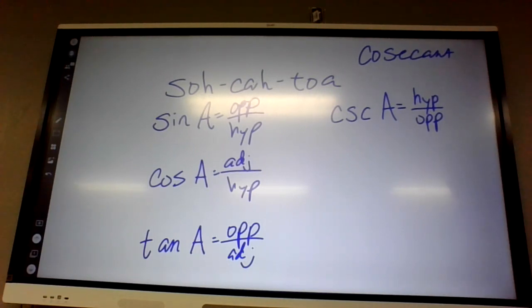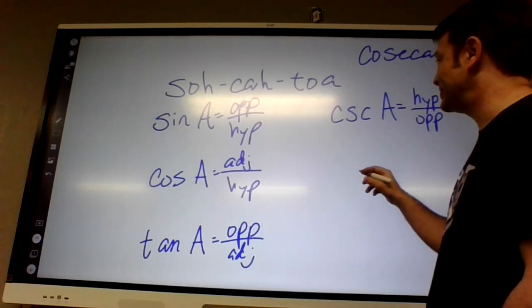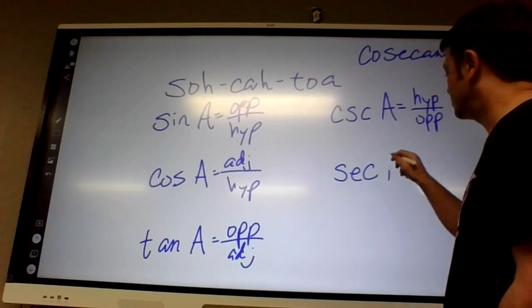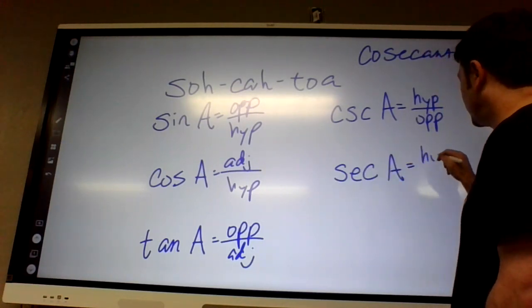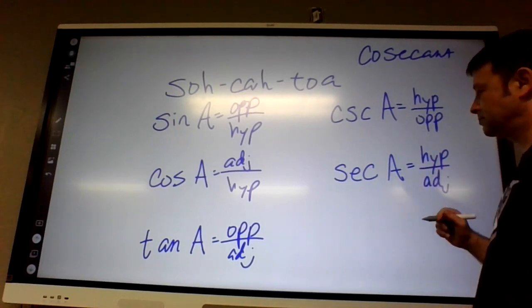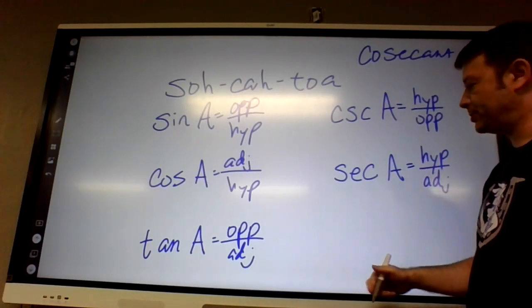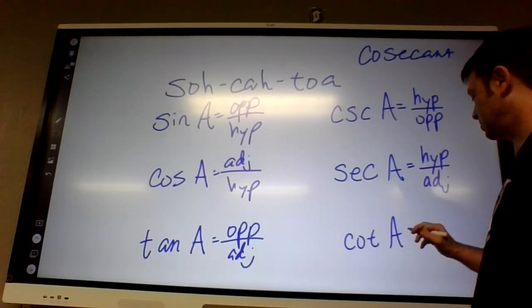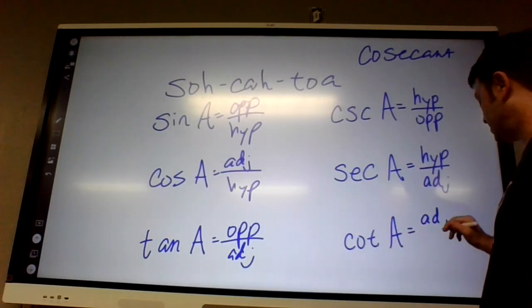The reciprocal of cosine is called secant. So it's SEC. That would be hypotenuse over adjacent. And the reciprocal of tangent is called cotangent. It's equal to adjacent over opposite.